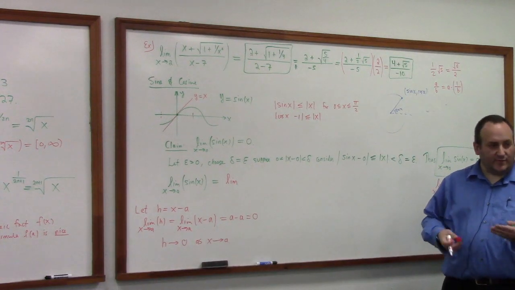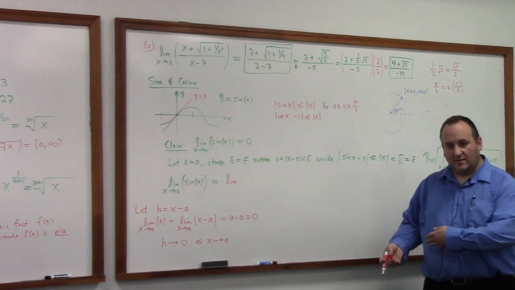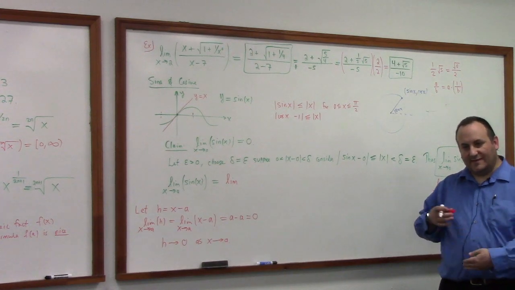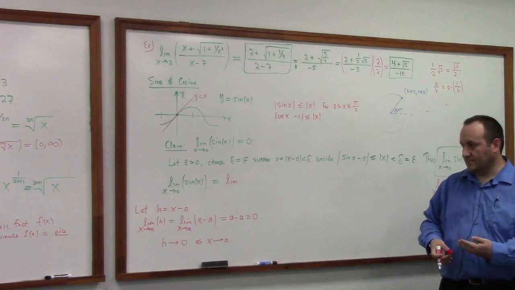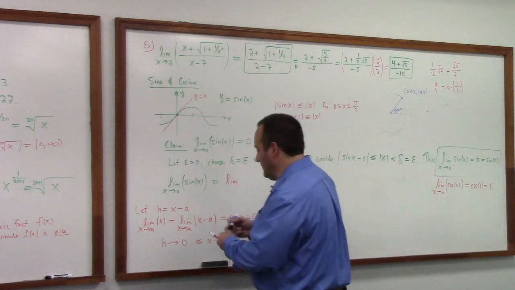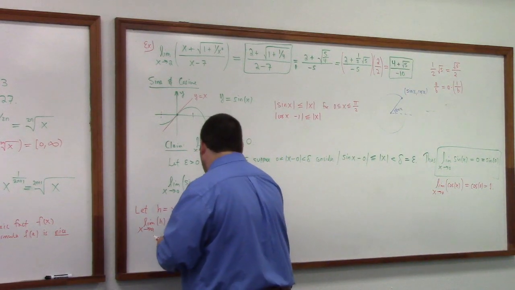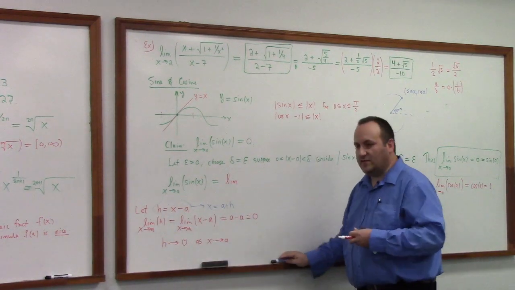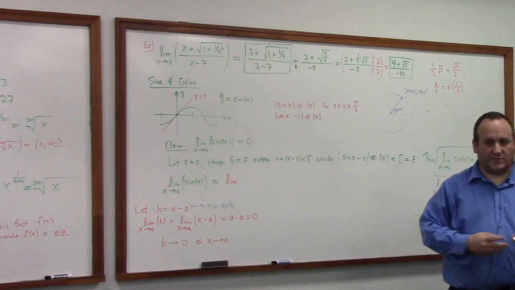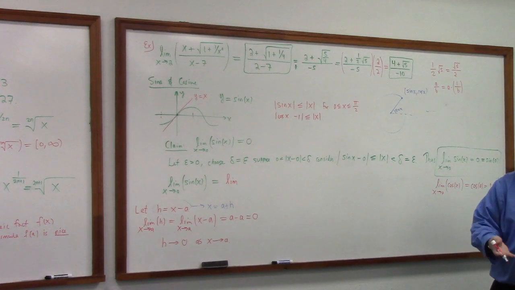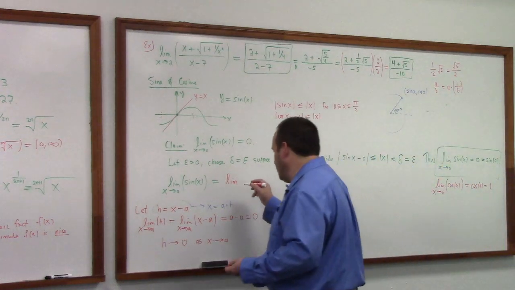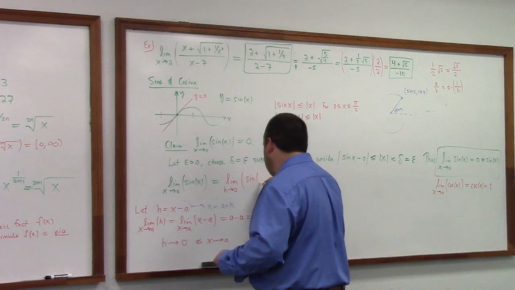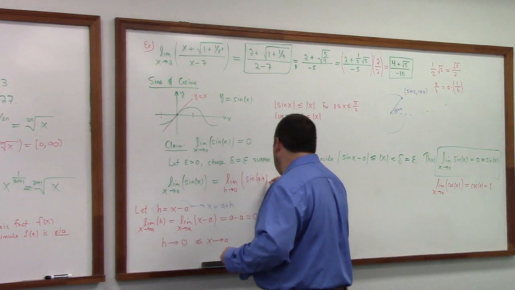What I'm trying to tell you is we can trade a limit as x approaches a for a corresponding limit of h going to 0, provided we replace x everywhere it appears with x equals a plus h. So if I put a plus h in the place of x, and I let h approach 0, that gives me an equivalent version of the same limit. This is really just a special case of the substitution law I told you about last time.